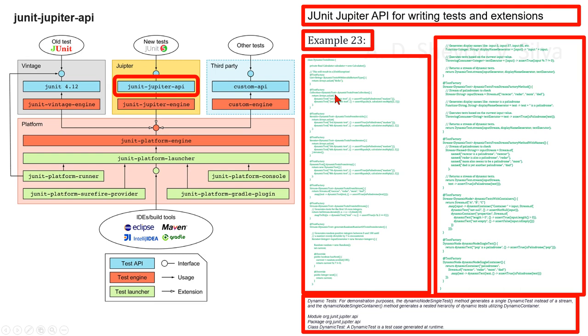The following DynamicTestsDemo class demonstrates several examples of test factories and dynamic tests. The first test method returns an invalid return type. Since an invalid return type cannot be detected at compile time, a JUnitException is thrown when it is detected at runtime.